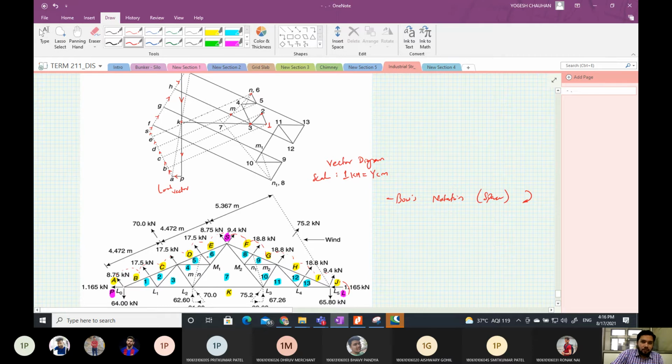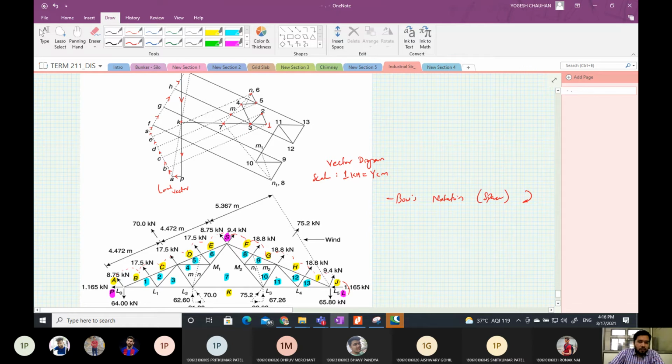Then you draw a line parallel to 5, 6. You will get point 5. Then you draw a line parallel to 5, 4. You will get point 4. And then you can get the remaining points like this point 7, which is draw a line 6, 7, which intersects with K. That will be your point 7. So with this, half of all the members are known.